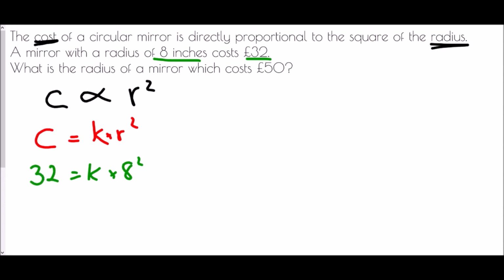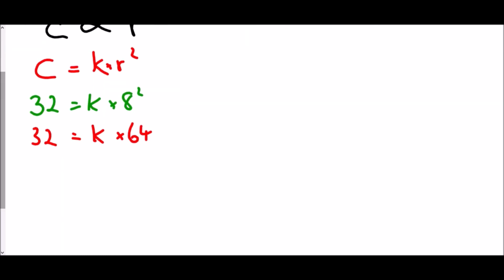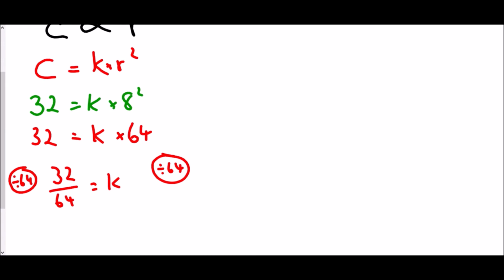32. And so we need to work out what this constant of proportionality is. So we need to work out, first of all, what 8 squared is. Well, 8 squared is 64, so that's k times 64. And then I need to find out what k is, so I'm going to divide by 64 on both sides. Now if I do that, I get 32 over 64 is the same as k. What is 32 over 64? Well, that is a half, and so k is a half, and that is absolutely fine.